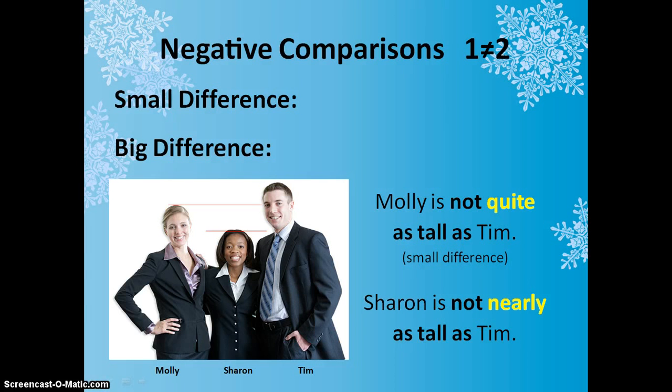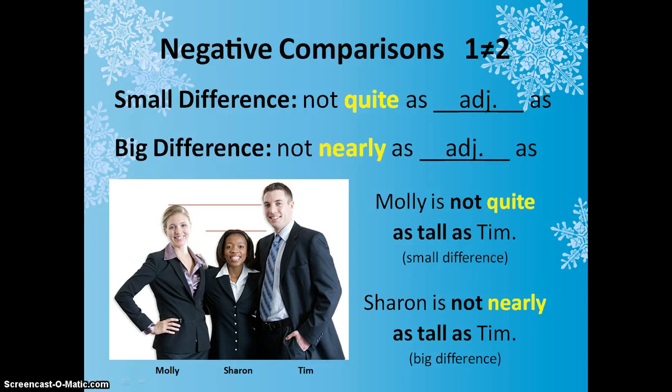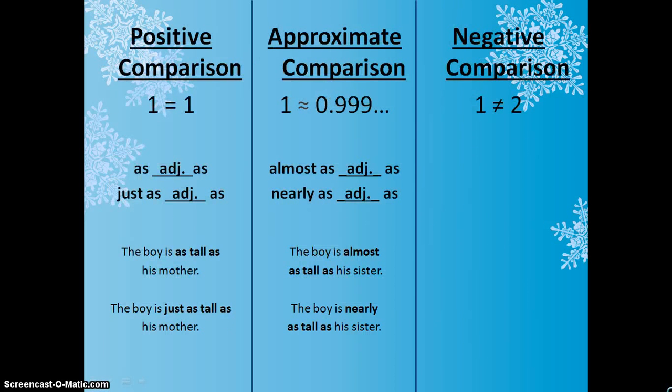Well, you guessed it. Molly is not quite as tall as Tim shows us the small difference. So we're going to use not quite for small differences. Sharon is not nearly as tall as Tim means a big difference. So we will use not nearly for big differences. Let's add that to our chart.